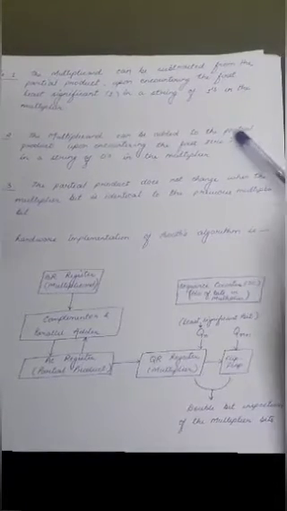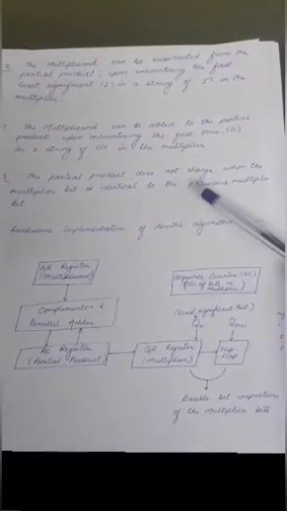The next rule says that if the first bit of the multiplier is encountered to be 0, in that case I simply need to add the multiplicand to my partial product. And the third rule says that the partial product does not change when the multiplier bit is identical to the previous multiplier bit. So simultaneously I am going to inspect the 2 multiplier bits. If the current multiplier bit and the previous multiplier bit are the same, then I need not do anything and simply a shift operation is required.